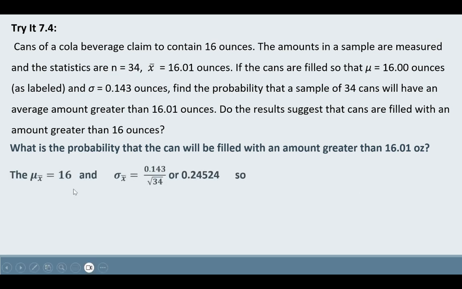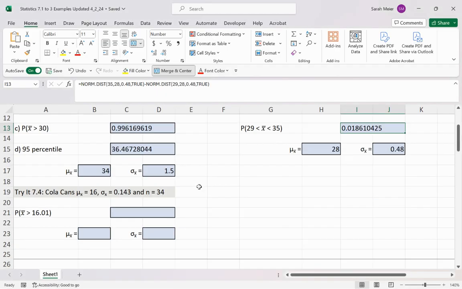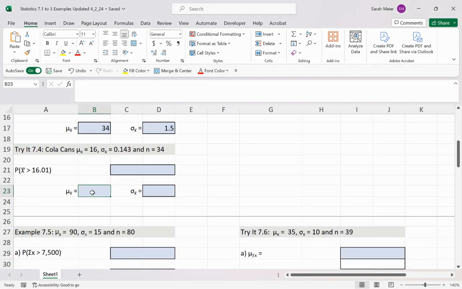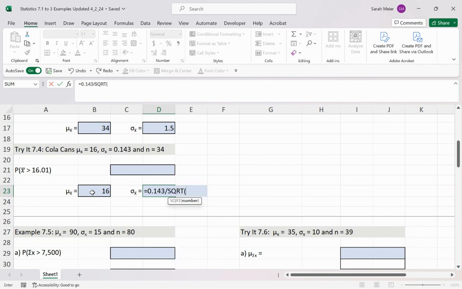So again, find our mu, so it's the same as the original one, 16. That's what it's supposed to be. And then we calculate our new standard deviation, which is the old standard deviation divided by the square root of our sample size. So in Excel, 16 is our mu sub x bar. Sigma sub x bar is sigma sub x divided by the square root of our sample size.